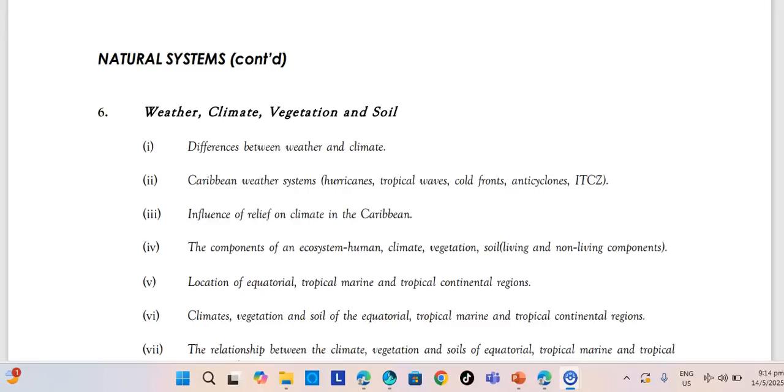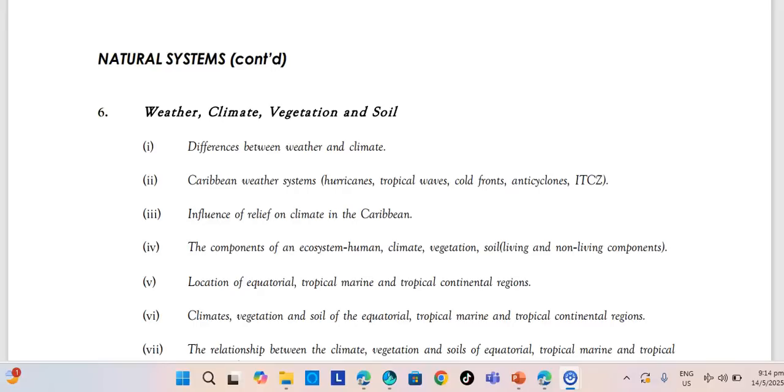All right. Caribbean weather systems, we're going to look at hurricanes, tropical waves, cold fronts, anticyclones, and the ITCZ. Now, the Caribbean usually has warm temperatures, a lot of sunshine, and a rainy season. The weather is affected by wind, the sea, and weather systems like hurricanes and tropical waves. Now we're going to look at some of the weather systems. We don't want to make the video too long, so we're going to try and look at a few, not all the weather systems.